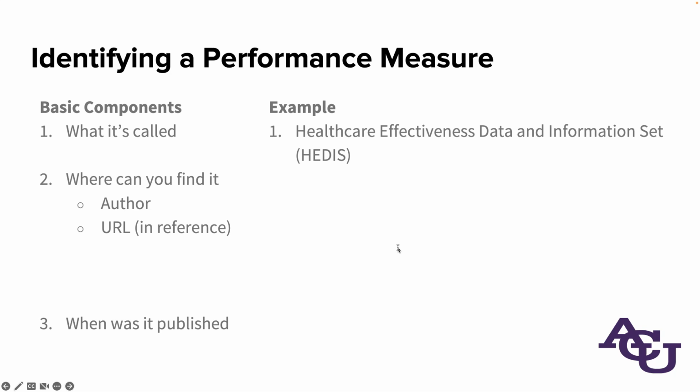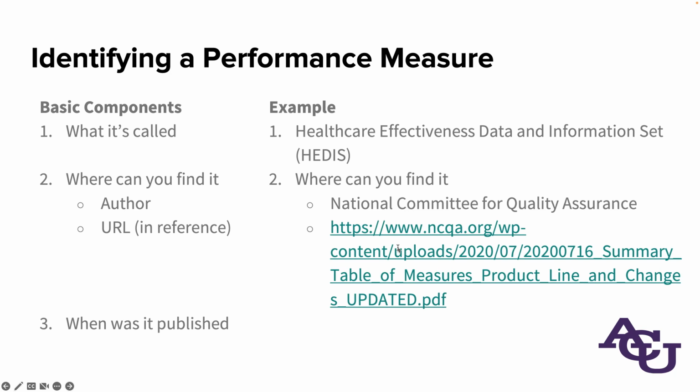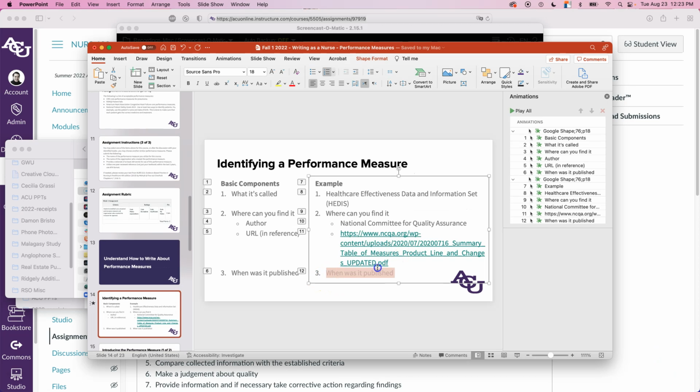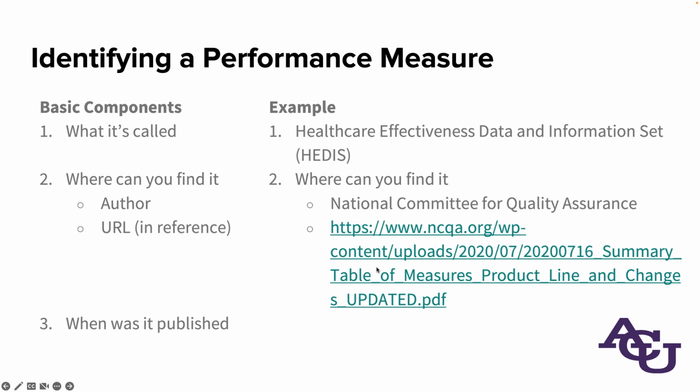Now, for example, let's say we were using the Healthcare Effectiveness Data and Information Set, or HEDIS. Where can you find it? Well, this is published, created by the National Committee for Quality Assurance. Here's a link to the measures that I want to use. And when was it published? Well, that's going to be 2020. And here, again, if you see something that you need to replace a placeholder, as you will be doing if you follow our outlining technique, when you see, oh, I need to update that, just make the change, and it's done. So you don't need to worry about it. That took literally seconds, even with my explaining what I was doing.